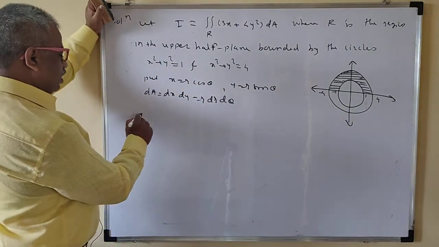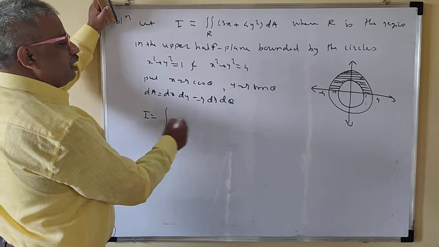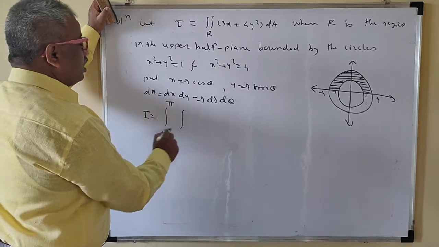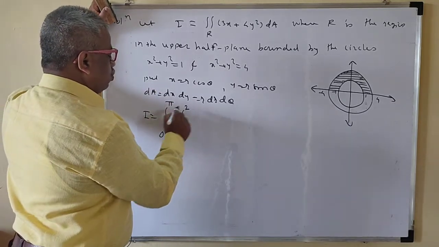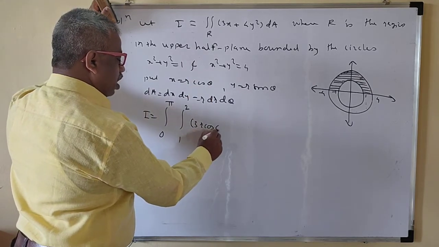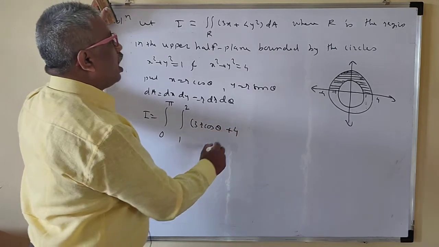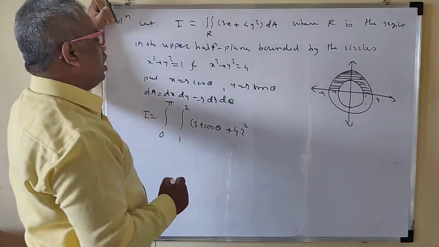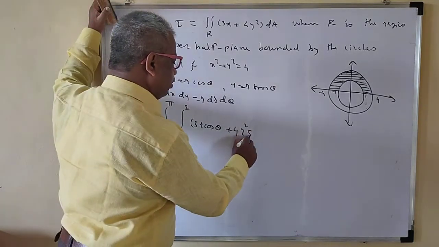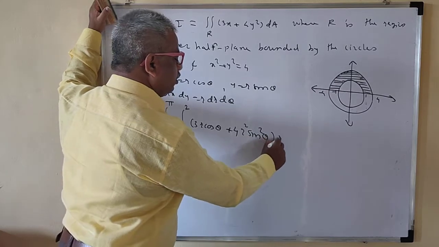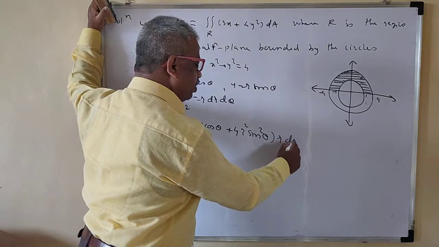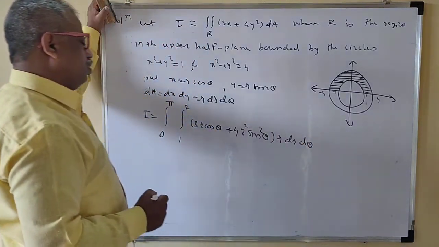So easily we can integrate this. I write the limits of theta first, 0 to pi. Then the limits of r are 1 to 2. Then the integrand is 3 r cos theta plus 4 r square sin square theta, times r. These are the limits of r now. So you have to integrate with respect to r, then with respect to theta.